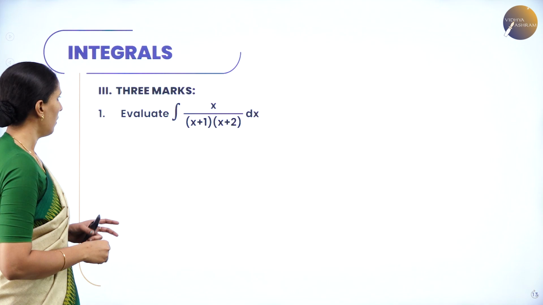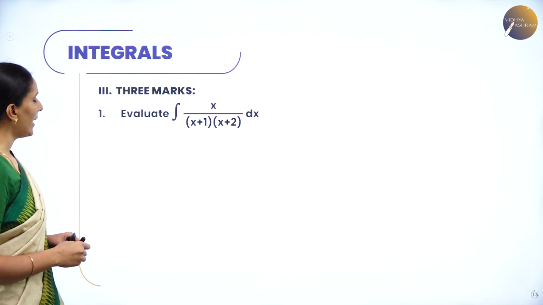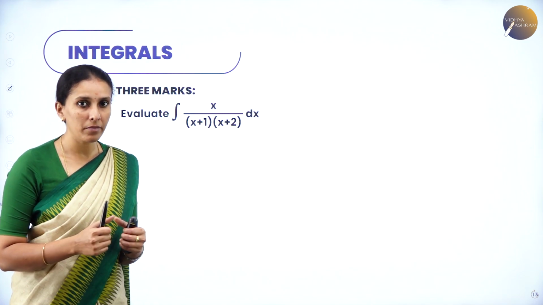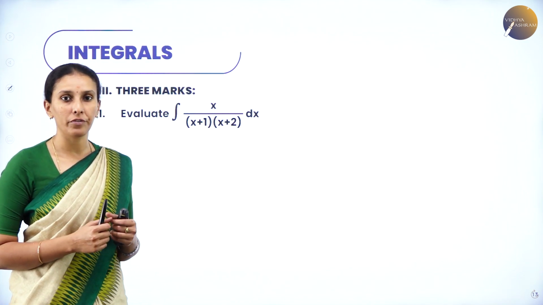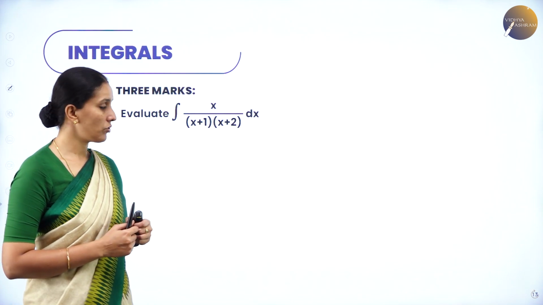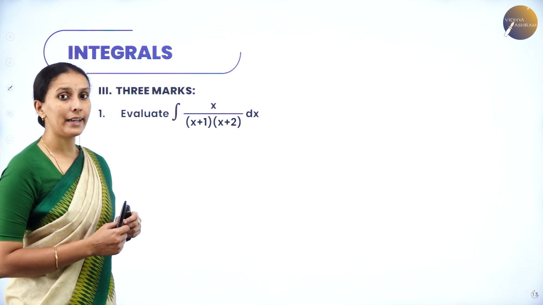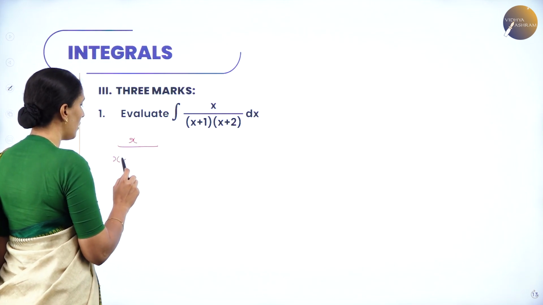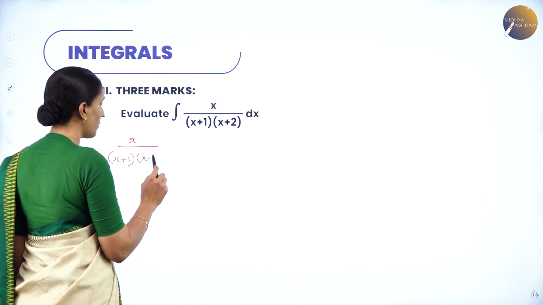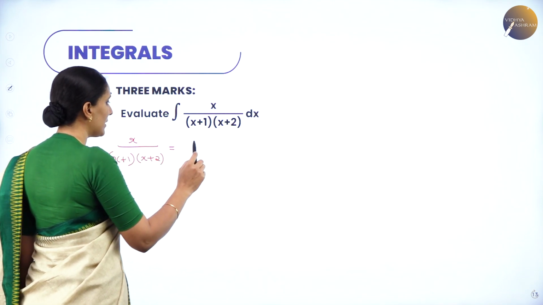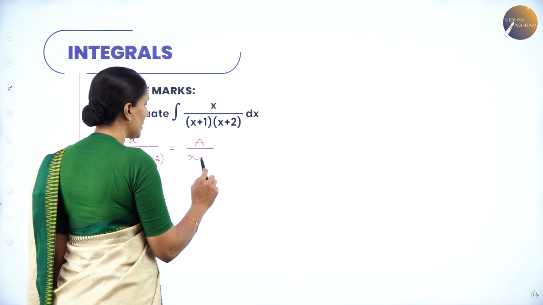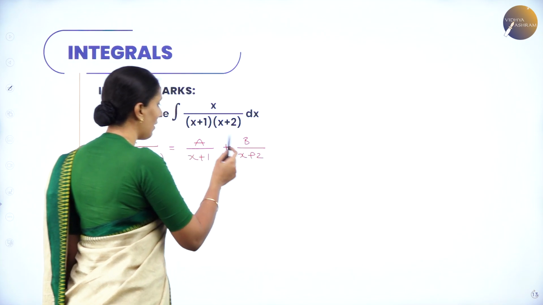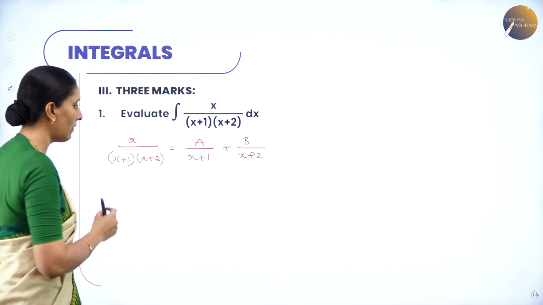Next, 3-mark question. Evaluate integration of x divided by x plus 1 x plus 2 dx. So from 3-mark questions, you can expect one question from integration by partial fraction. So this is an example for integration by partial fraction. So we have a rational function in the form of x divided by x plus 1 x plus 2. So we'll separate this into two simple fractions, that is a by x plus 1 and b divided by x plus 2. We'll find the values of a and b and then we'll integrate.